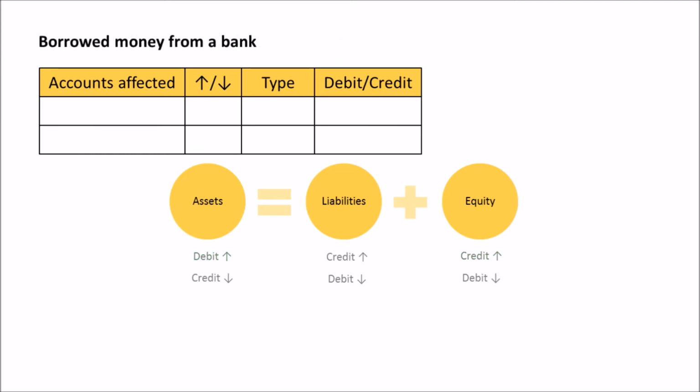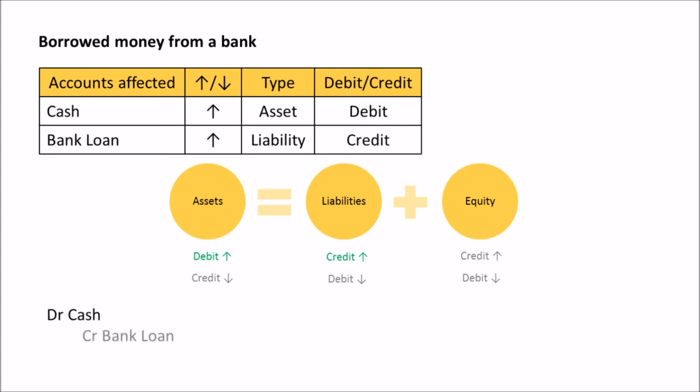Next, let's assume the business borrowed money from the bank. Again, cash will increase. Cash is an asset, and from the previous example, we noted that debit increases an asset. What is the other account that will change? This is a bank loan, and the bank is an external party, so it is a liability. The liabilities, specifically the bank loan account, will increase. Refer to the same diagram again. An increase in liabilities is a credit entry. Hence, this is the journal entry we are entering. Debit cash and credit bank loan.